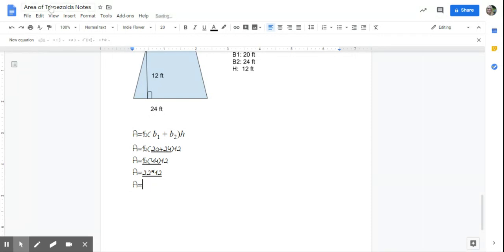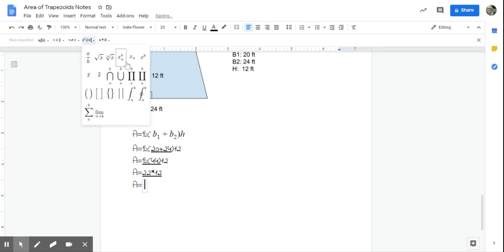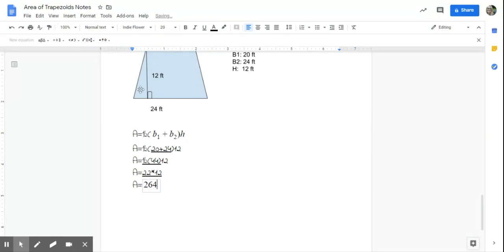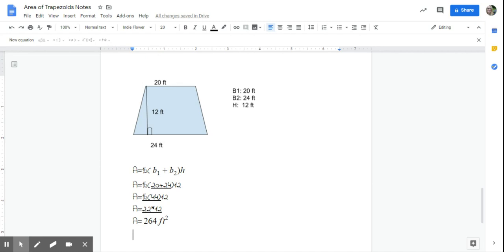Okay. Oh, you know what? Let me do this correctly. There you go. 264 feet squared. There we go. So that is how to find area of trapezoids.